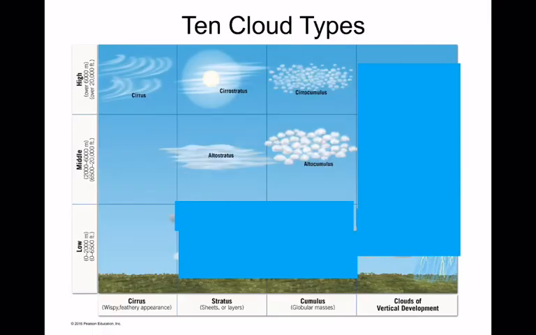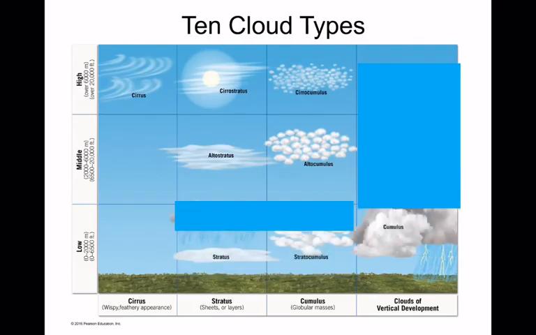Then we go on to middle clouds. I know these are middle clouds because remember, middle has alto. So the middle clouds are only two. There's an alto flat, altostratus, and then there's alto fluffy, altocumulus. And you can tell the difference between cirrocumulus and altocumulus by your pinky and your thumb. And then we get to the low level clouds.